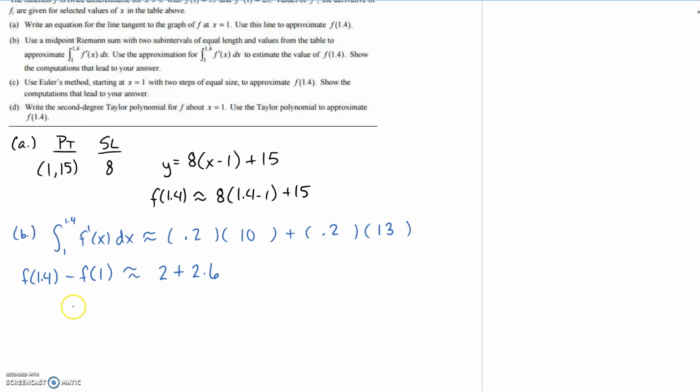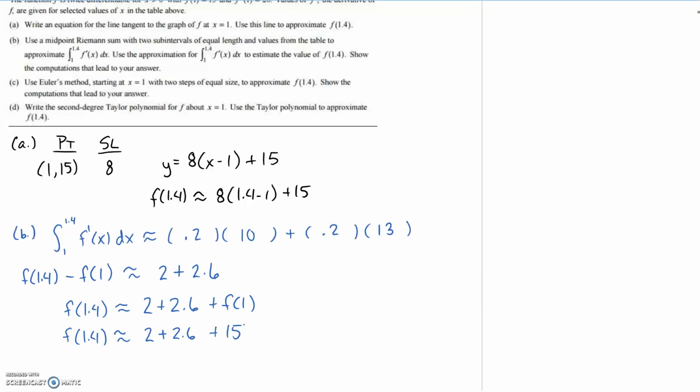If I want to approximate the value then of f of 1.4, it's going to be approximately 2 plus 2.6 plus the value of f of 1. The value of f of 1 is given. It's that 15 that we used in part A. Approximately 2 plus 2.6 plus 15. I didn't have to simplify. I didn't have to multiply the 0.2 times 10 and the 0.2 times 13. But I did just to have less writing here.